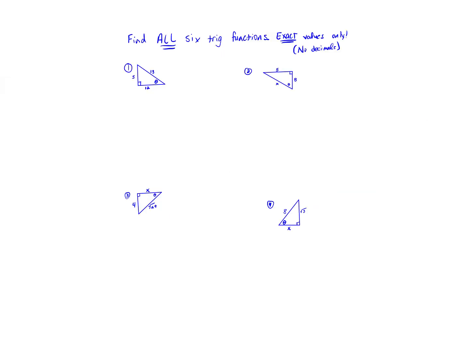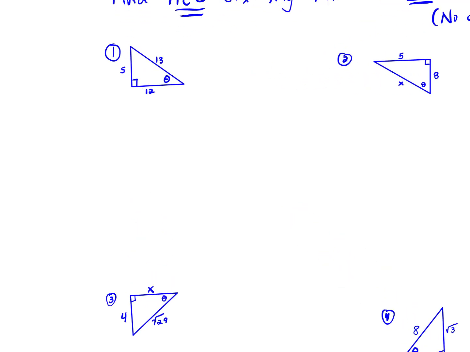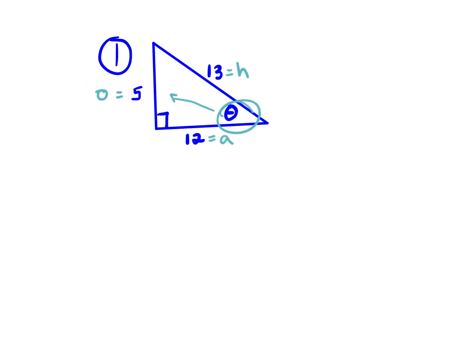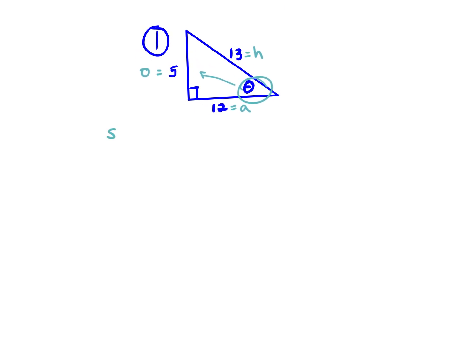All right, let's look at number 4. So we're going to find all 6 trig functions, exact values only, no decimals. So looking at number 1. Theta's down here now. So what would 13 be? Opposite, adjacent, hypotenuse. 13 would be our hypotenuse. What about 5? 5 would be our opposite because it's opposite of the theta. And then what about 12? Adjacent. Perfect.